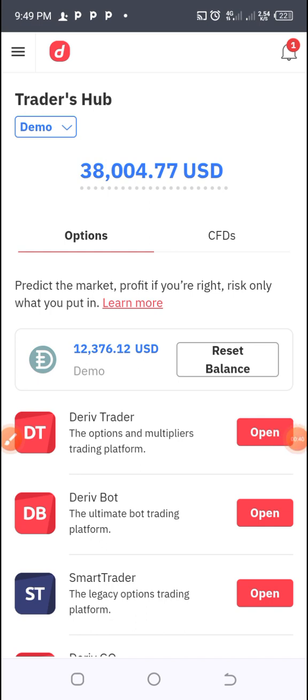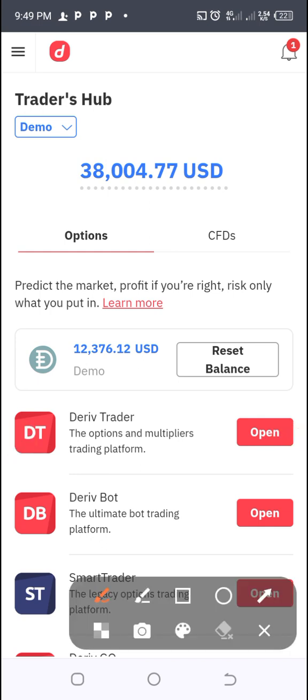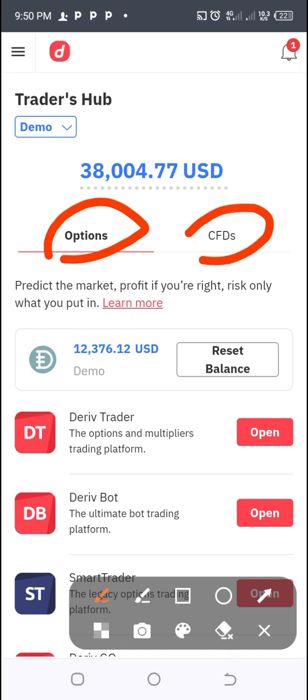By default you'll be taken to this dashboard, and I want you to make sure Options is selected. This is the other side of trading where we look at the charts, and actually the other one stands for contract for differences, so it is something different. So make sure you are on Options, then you can select this trading platform, which is called Deriv Trader.